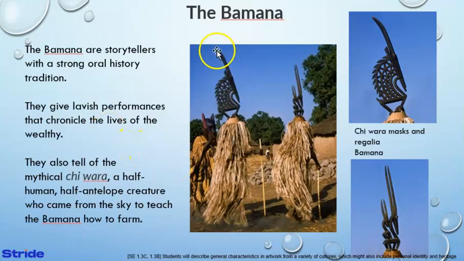Okay, so let's look at this really quickly. You see how that's the face of the antelope, and then those are the horns. There's the antelope's face, there's the horns, okay? And so that's half human, half antelope. That's called a Chiwara.